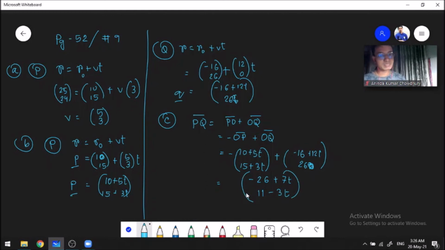So this is basically the displacement between the two ships P and Q. From here we have to find the distance. We know that this distance is given by the square root of the, basically the modulus of the displacement.